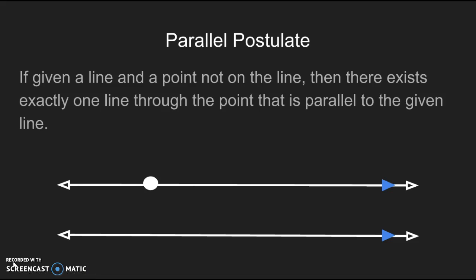Now moving on to the parallel postulate. It's very simple. If given a line and a point not on the line, then there exists exactly one line through the point that is parallel to the given line. And there's a diagram as an example.